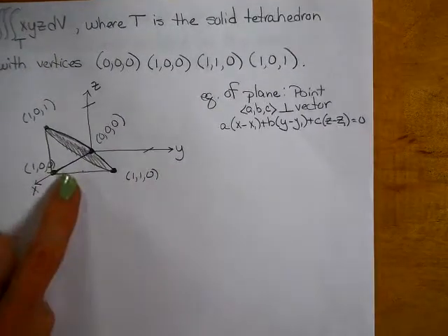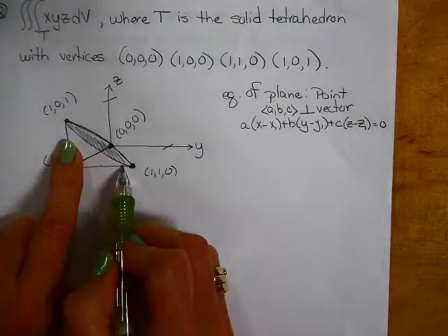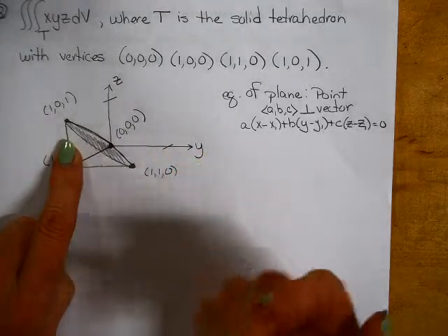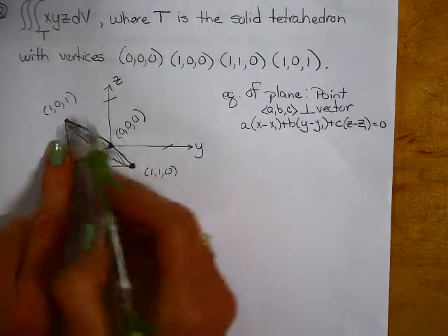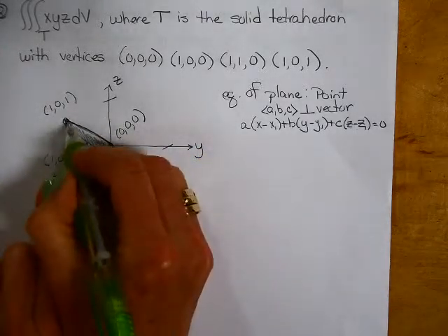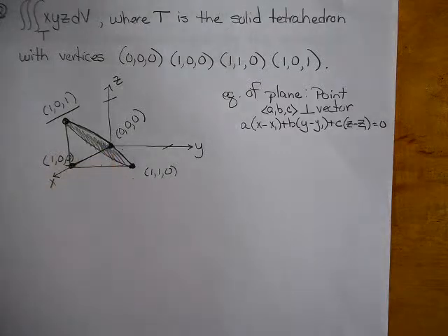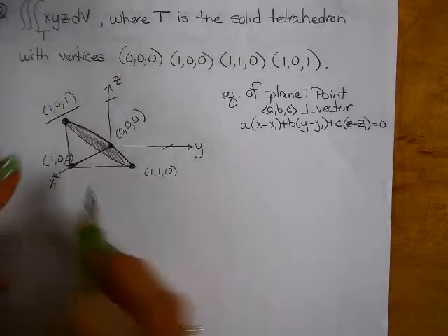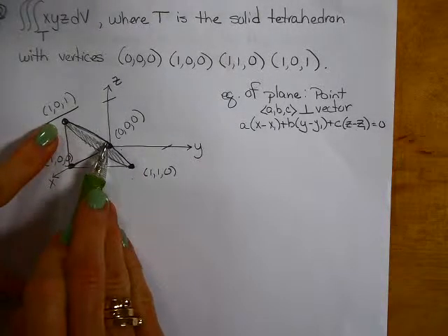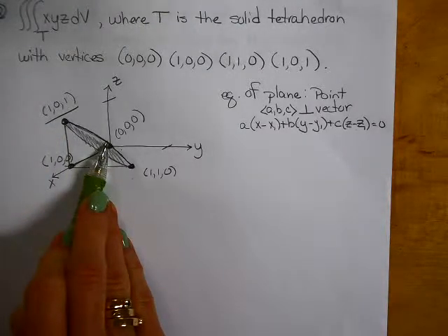So for this plane that I've shaded, we're going to have to pick one of the vertices. This one, or this one. I would probably pick this to be my point. Then I need to find a perpendicular vector to this plane. To find the perpendicular vector, you're going to have to find two vectors that are in the plane and take their cross product to get the orthogonal vector.